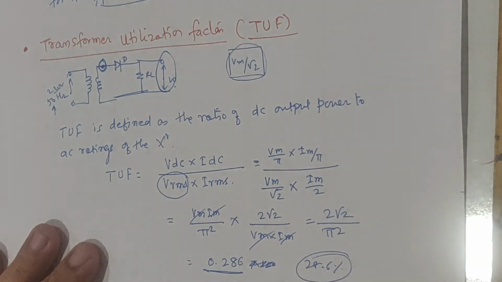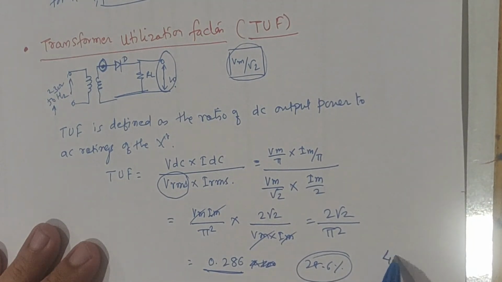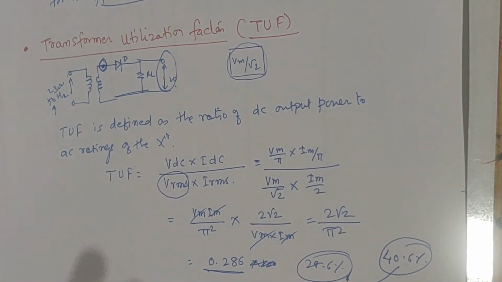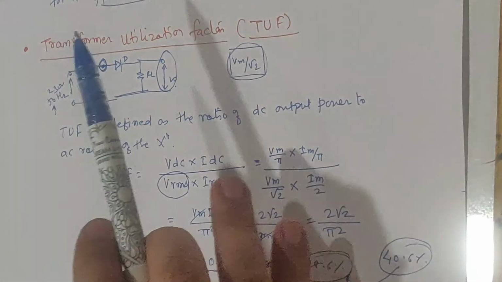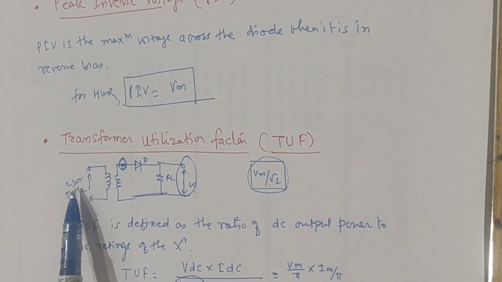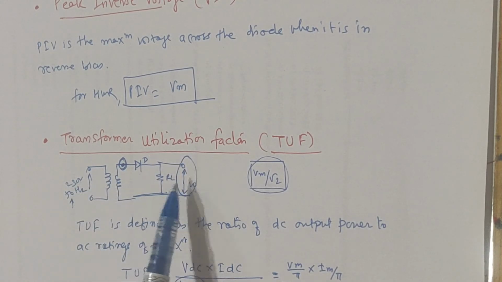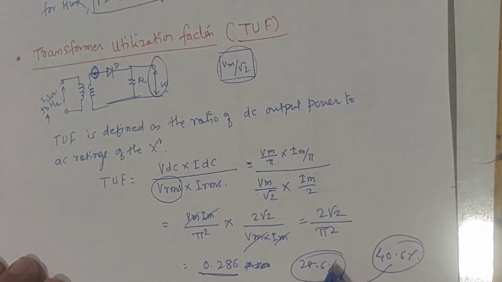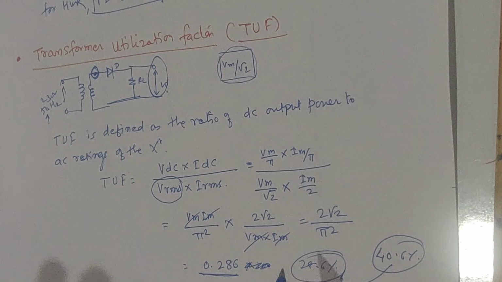See, the efficiency that we calculated came out to be 40.6%, but the actual efficiency is 28.6%. That means if you consider what you actually provided to the transformer and what is being converted, you will find that the percentage comes out to be 28.6.